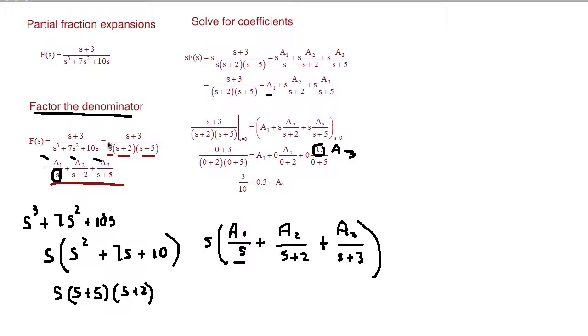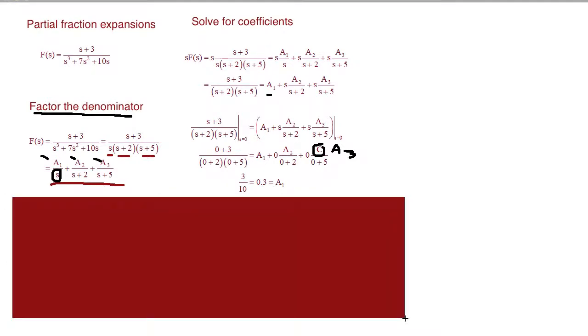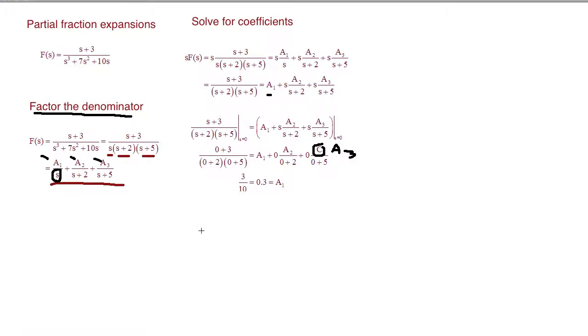Now, how would I solve for a2? Let me delete all of this right here. Okay, how do I solve for a2? Well, I look at f of s, and I'm going to multiply by the denominator here with the term a2, and the denominator is s plus 2. So in order to do this, I do s plus 2 times f of s.